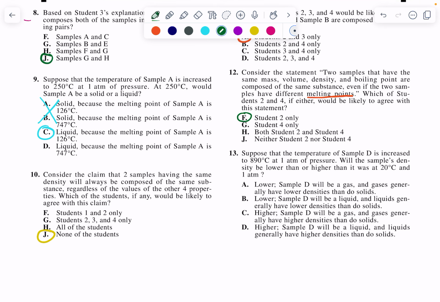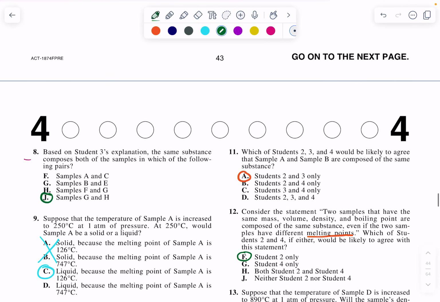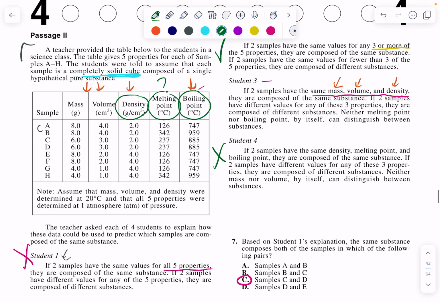Suppose that the temperature of sample D is increased to 890 degrees Celsius at 1 atmosphere of pressure. Will the sample's density be lower than or higher than it was at 20 degrees and 1 atmosphere? So let's take a look. This one is using a little bit of outside knowledge. Most questions don't use very much outside knowledge.